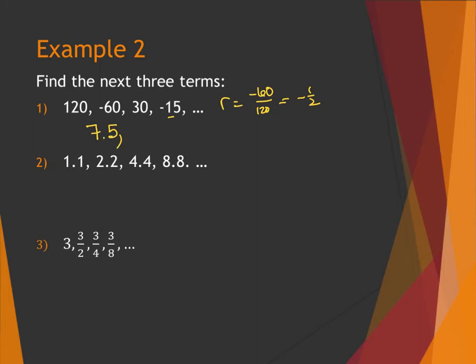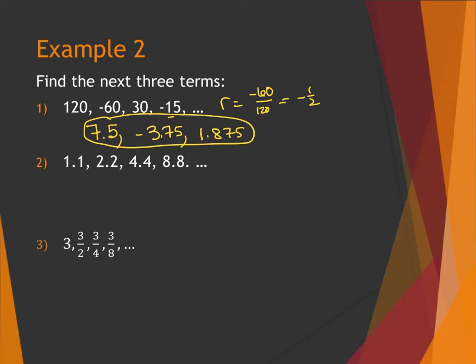And then if I take a positive 7.5 and multiply it by my r value, I'm going to get a negative 3.75. And if I take a negative 3.75 and multiply it by a negative 1/2, I end up with a positive 1.875. So these right here are my next 3 terms.